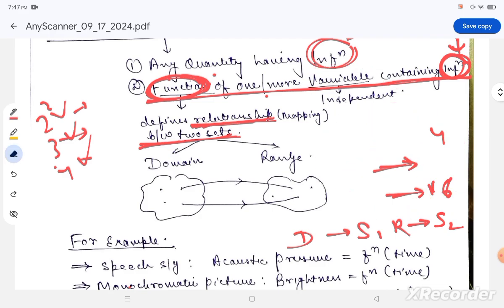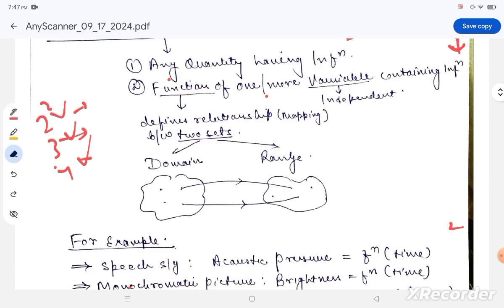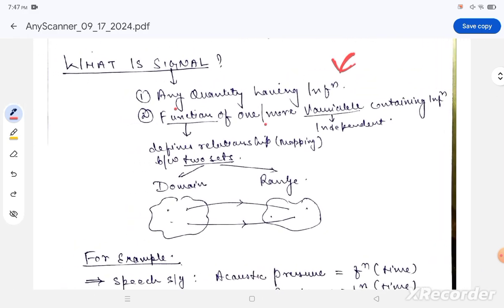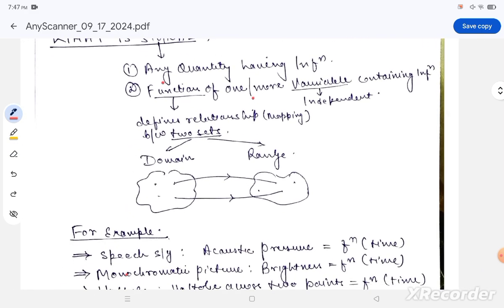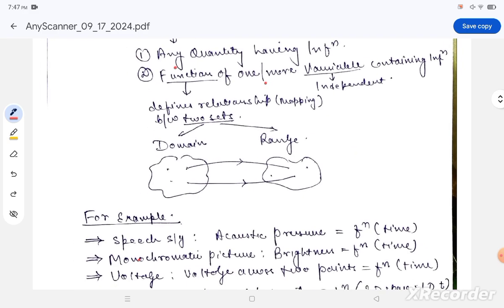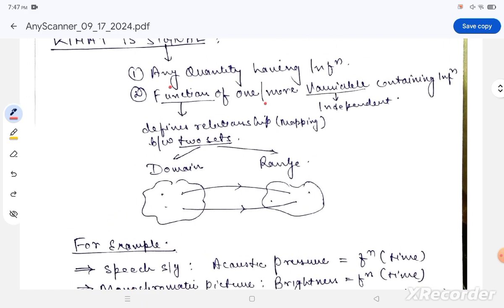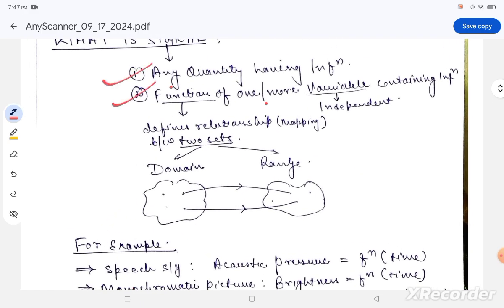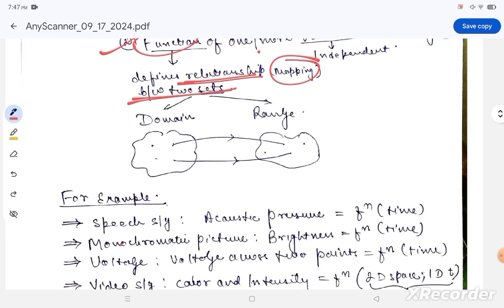Now you will get to know all these things in more detail in upcoming sessions. So don't be anxious that this is very difficult. This is not at all difficult. This is just the basic, the first chapter. So be relaxed and just understand what I am explaining. I have given you two definitions of signals. The first one is very easy and the second one is a function of one or more variables containing information. And a function defines the relationship, or mapping, between two sets. Set 1 is called the domain, set 2 is called the range.